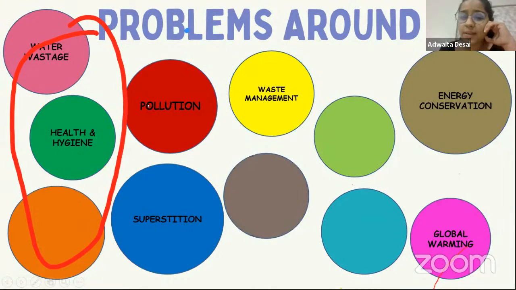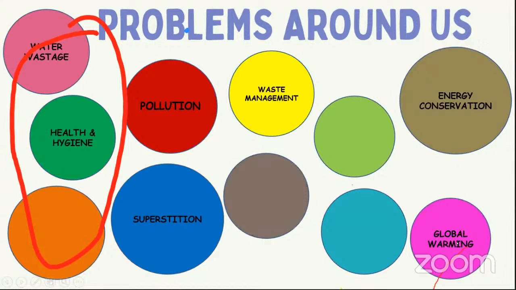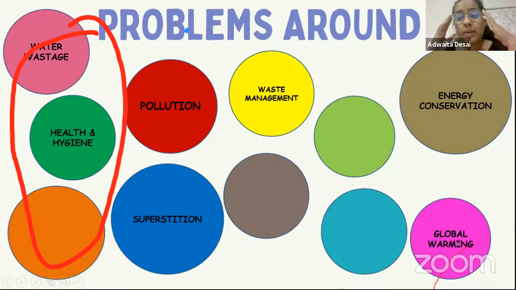One more problem we are facing these days is pollution. Another problem we are facing these days is global warming. There is so much global warming going on. इससे हमारे अर्थ का टेम्परेचर बढ़ते जा रहा है. So how can we use scientific attitude to tackle the global warming problem?